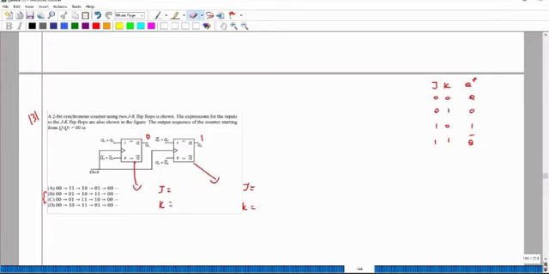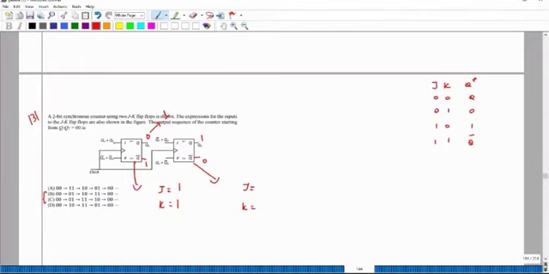Plus 0, 1 means this is 1 and this is 0. So what is J? J is 1 and Q bar also 1. So this will go to 1, and this will go to 1. So 0 will move to 1.